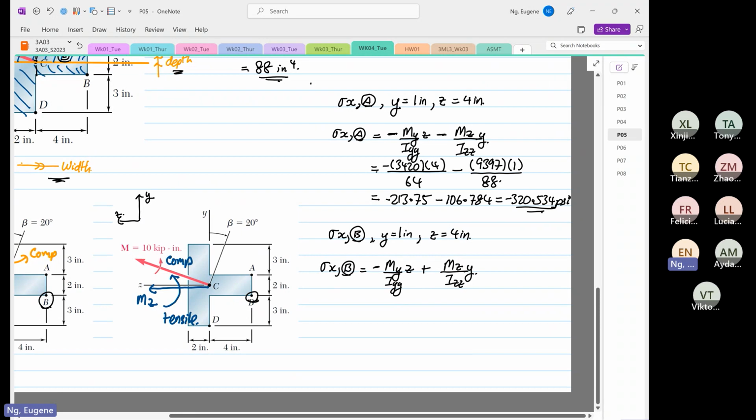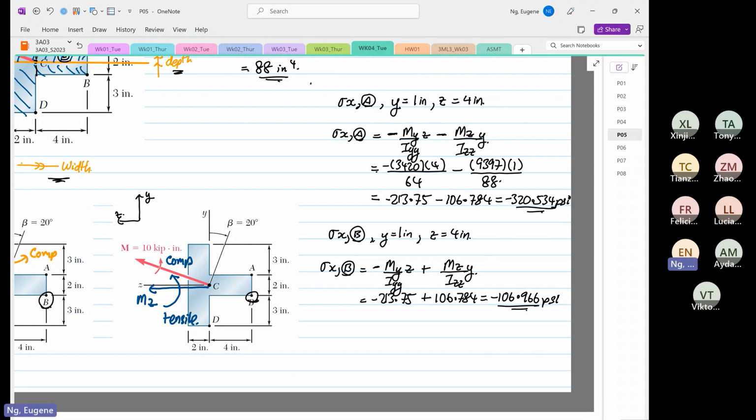Because the second moments share the same value, and the moments are the same, this will be equal to minus 213.75, now we have a plus 106.784. So 213.75 minus 213.75 plus 106.784 is equal to minus 106.966.